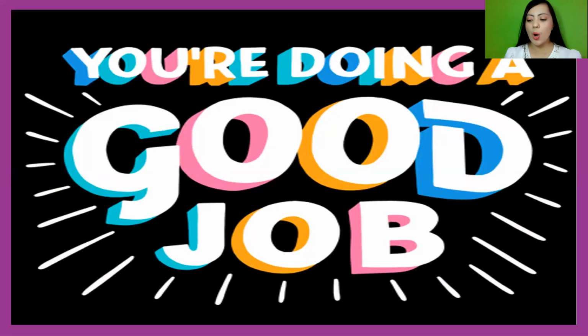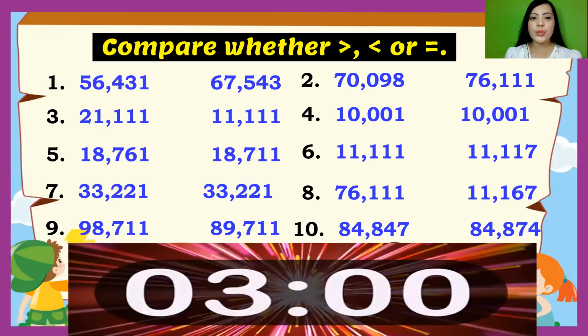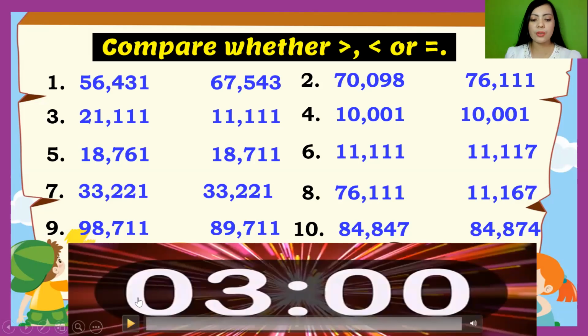Okay, this time around you are going to do it by yourself. Now do not copy the numbers. You just write greater than, equal, or less than in your paper. Write down in your paper less than, greater than, or equal. You don't need to copy the numbers. Write 1 to 10 and write equal or greater than or less than. I'm going to give you 3 minutes to answer right now.